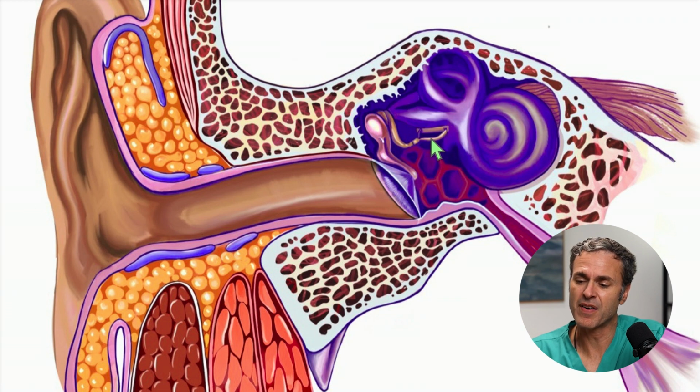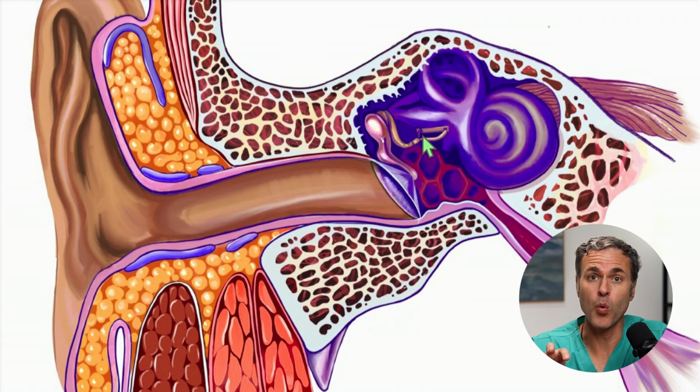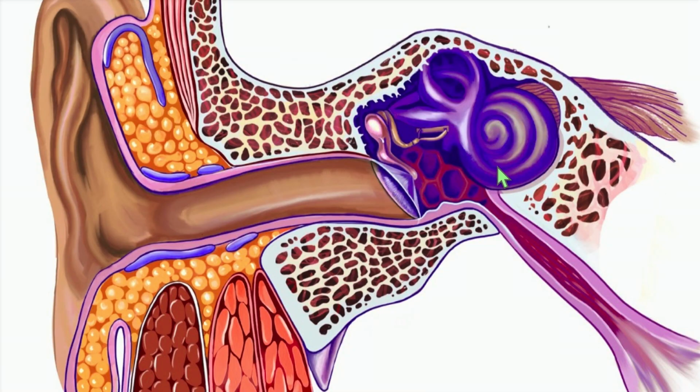When the stapes is vibrated, it'll go into a window known as the oval window. And when it goes into that, it'll push the fluid within the cochlea. The cochlea is this snail-shaped organ right here. When that fluid is moved, some hair cells in the cochlea will move.